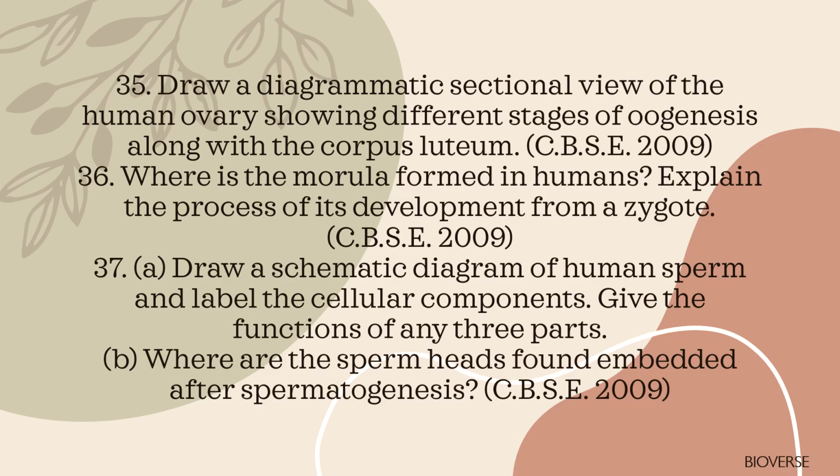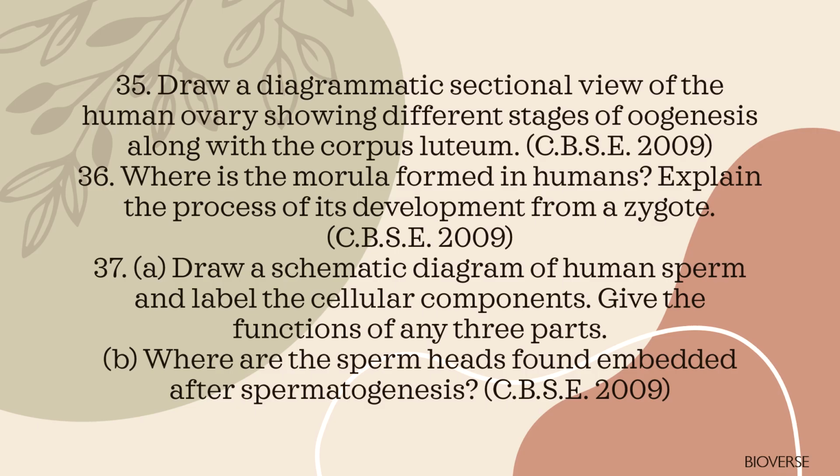Development from zygote. Fertilization produces a zygote, single-celled, 2N. The zygote undergoes cleavage, a series of mitotic cell divisions, forming 2, 4, 8, and then 16 cells. After 3 to 4 days, a solid ball of cells called the morula is formed. The morula then enters the uterus for further development into a blastocyst.